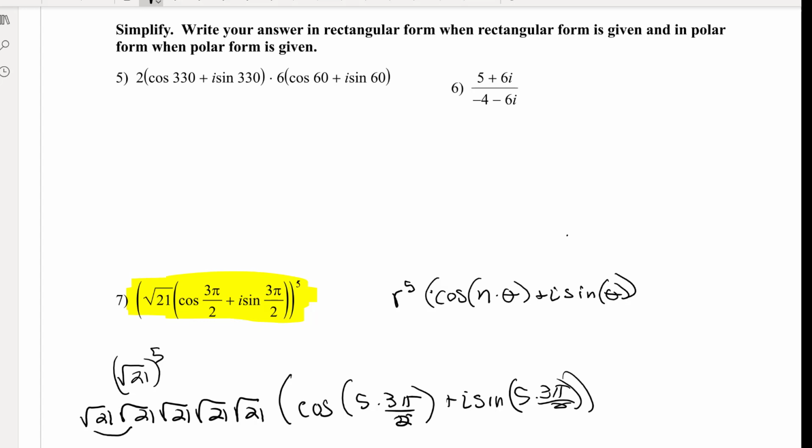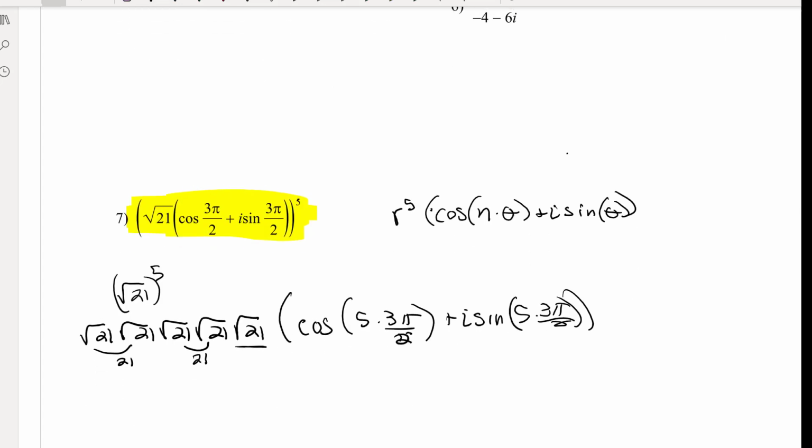Well, root 21 times root 21 is 21. So x equals y squared over 21, but that's difficult to read backwards. And then now we have our graph right here. On a polar graph, they would look the same inside the parentheses, right?